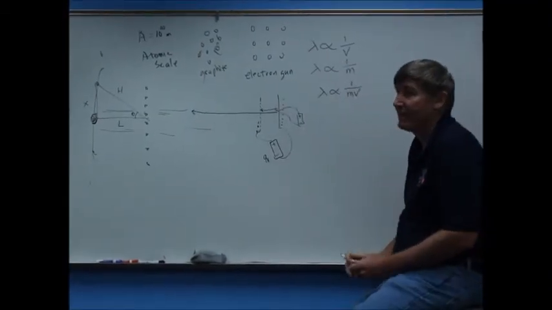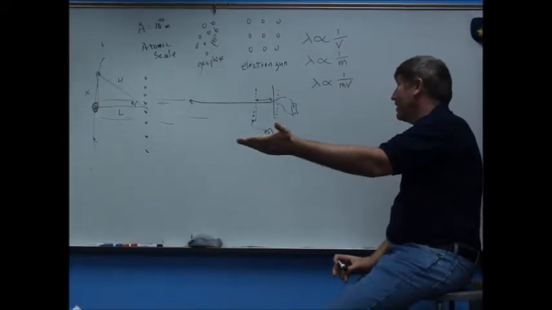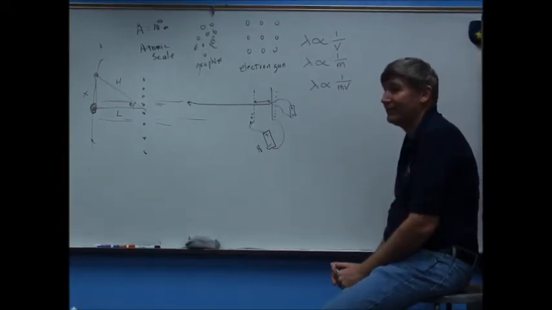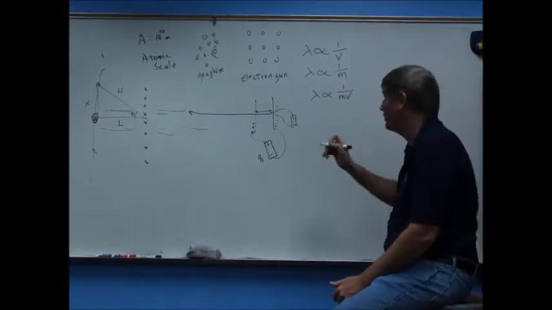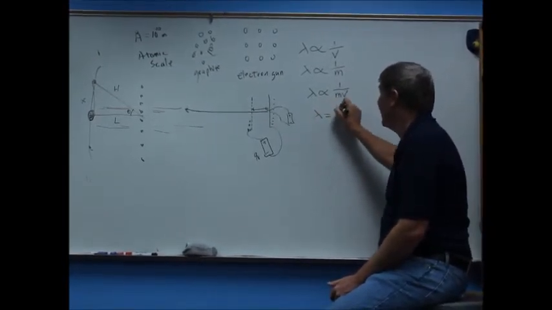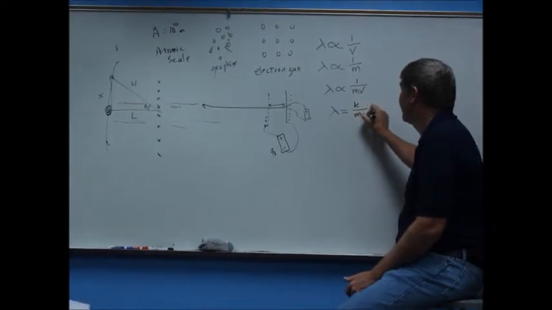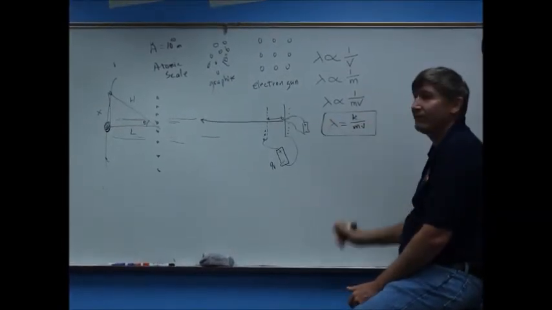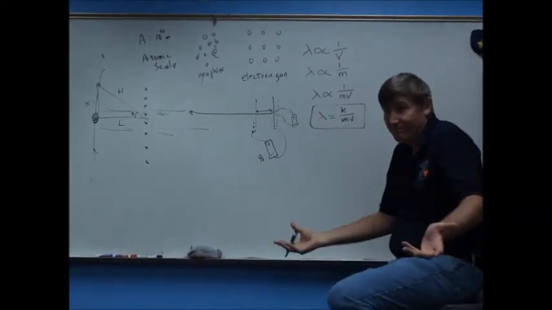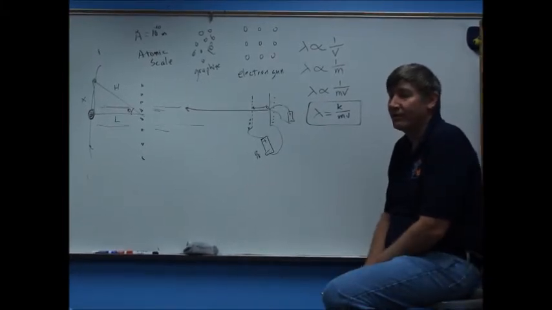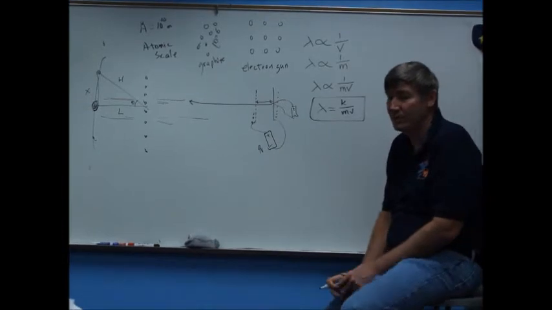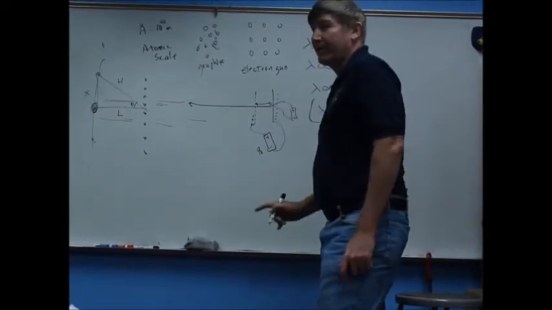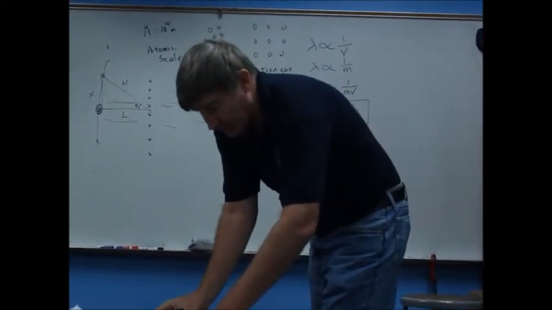Now, we don't like proportions, we like equal signs. So we have to add a constant in there. And how do we determine the value of the constant? Experiments. I am going to give you the data from an experiment that was done, and you are going to calculate what the value of that constant is.